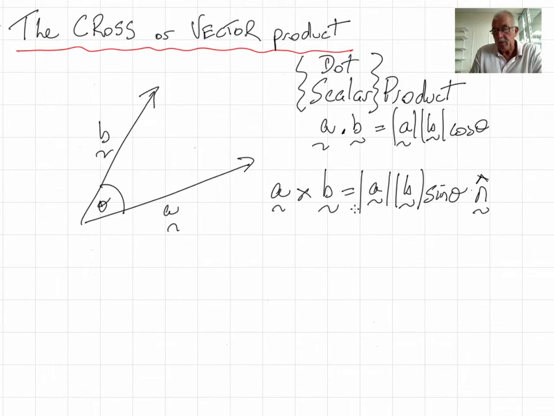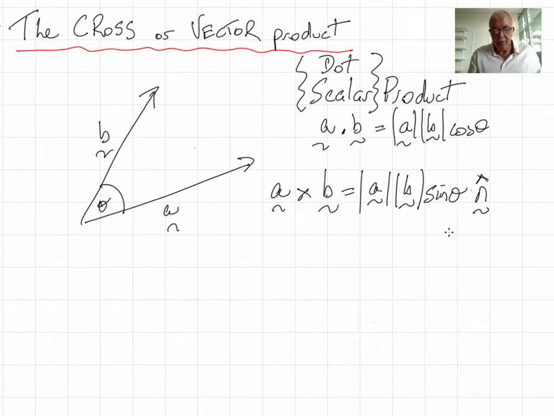Now, before we do that, this is all a scalar. Scalar, scalar, scalar. Three scalars multiplied together give you just a scalar quantity, and this is a vector. So the cross or vector product, the answer is a vector, not a scalar as up here. The direction of n, it's a unit vector, means it has a magnitude of 1.